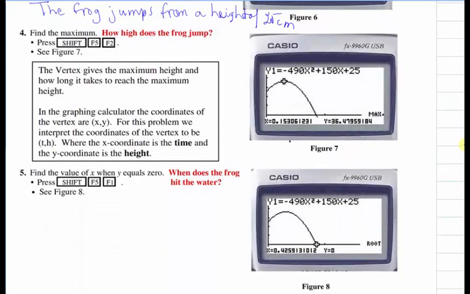Okay, next question. How high does the frog jump? Well, when you're looking at how high or how low something is, we're looking at maximum and minimums because we want to know how high. And we can clearly see that our parabola opens down and we have a maximum point. That means we are looking for the vertex. So the vertex gives the maximum height and how long it takes to reach the maximum height. Okay. In the graphing calculator, the coordinates of the vertex are x and y. For this problem, we interpret the coordinates of the vertex to be t, h, where the x coordinate is the time and the y coordinate is the height.